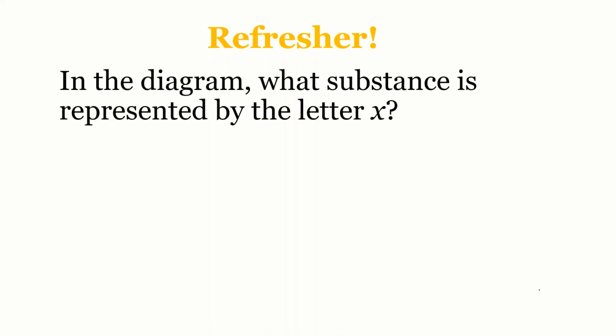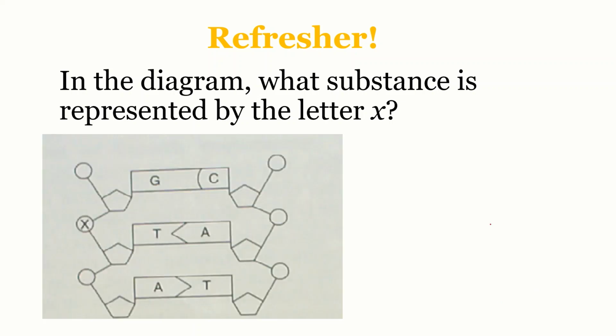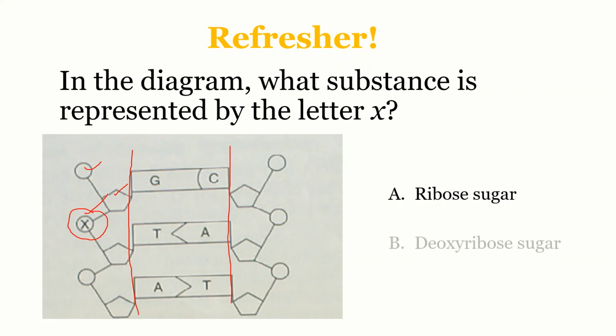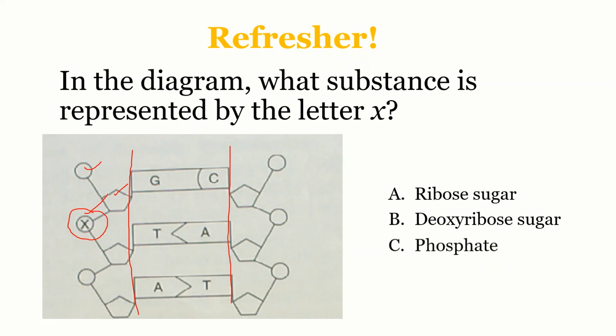So let's have a refresher. In the diagram, what substance is represented by letter X? Here is our X. Remember, we said that this is the backbone and this is the backbone, and the backbone is made up of a sugar molecule and a phosphate group. So X cannot be ribose, neither can it be deoxyribose. It is not adenine. So it is a phosphate.